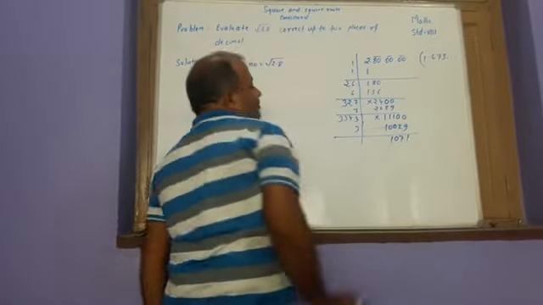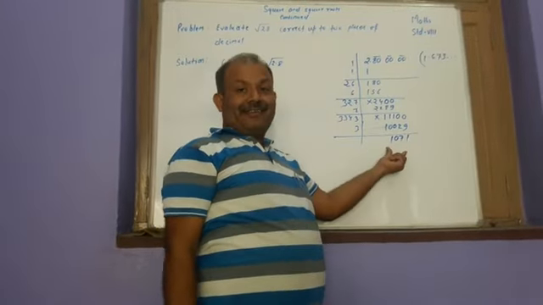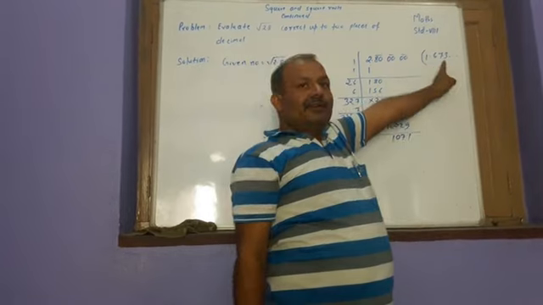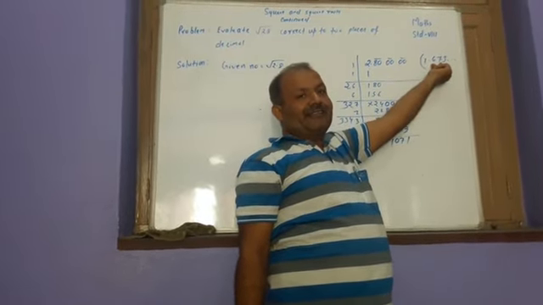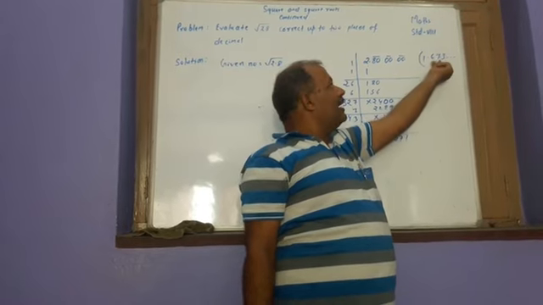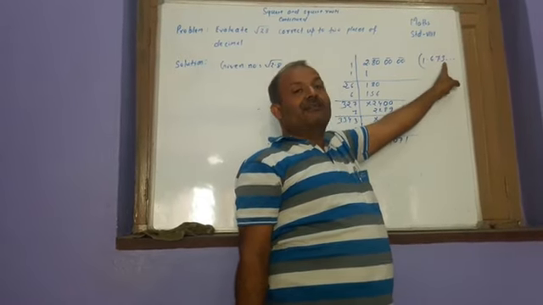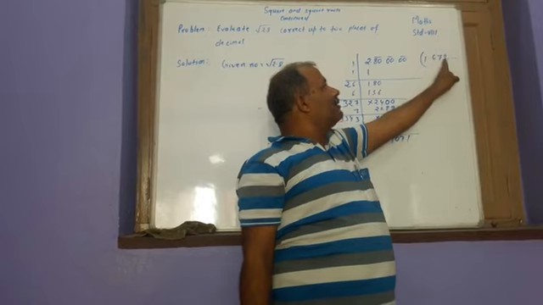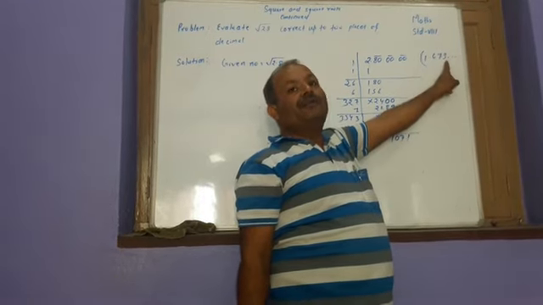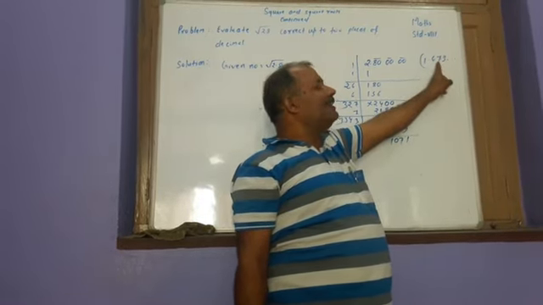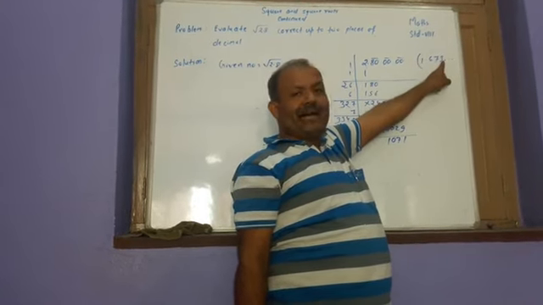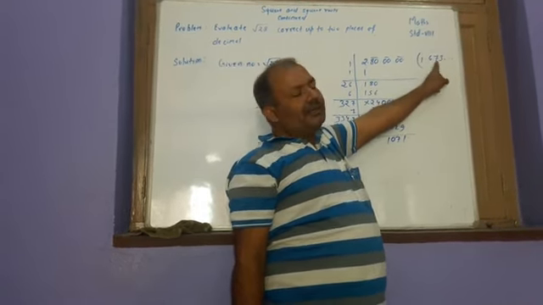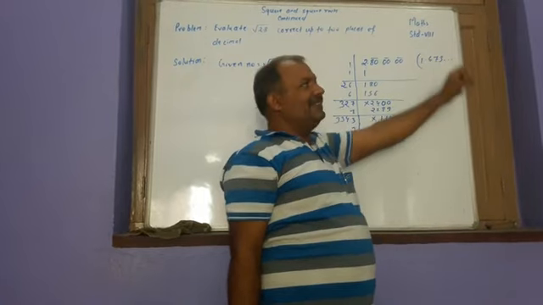This is not the final result. We may continue it, but we have to find only correct up to 2 places of decimal. Therefore, we have to consider the third digit also. If the third digit is 5 or more, then the second digit will be added by 1. But if it is less than 5, then no need of addition in the second digit.